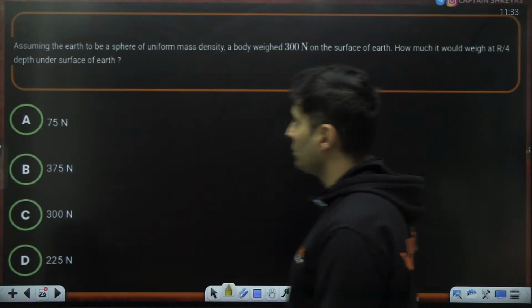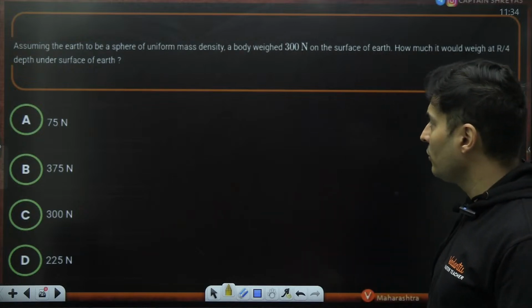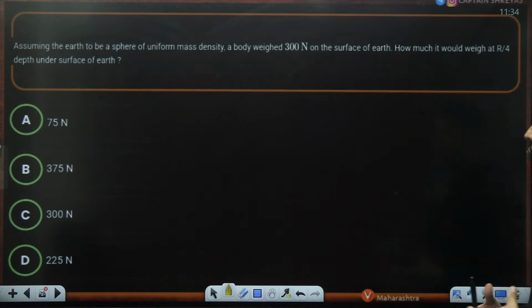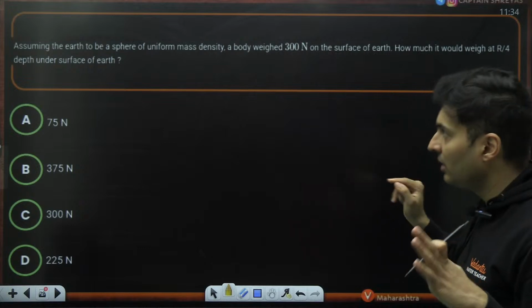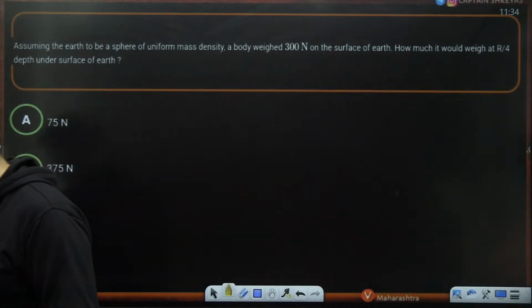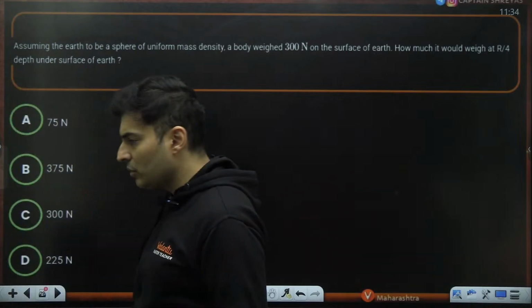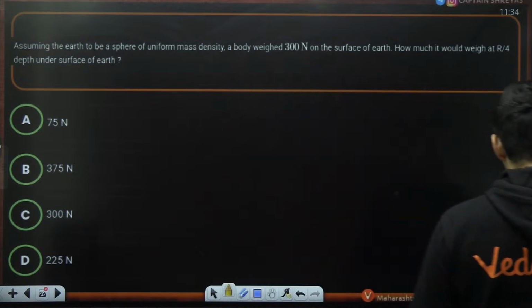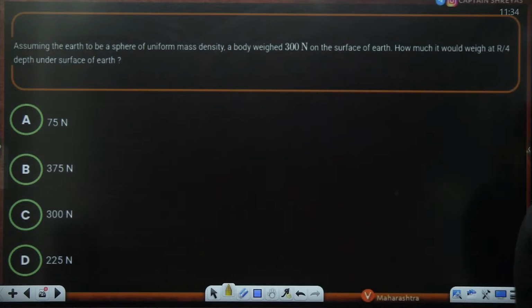So let's do some questions. Assuming the Earth to be a sphere of uniform mass, a body weighing 300 Newton on the surface, how much will it weigh at a depth of r by 4 under the surface of the Earth? Come on, this is very straightforward, guys. I want everybody to spam the answer and give it to me. Meanwhile, I'll just get some water.